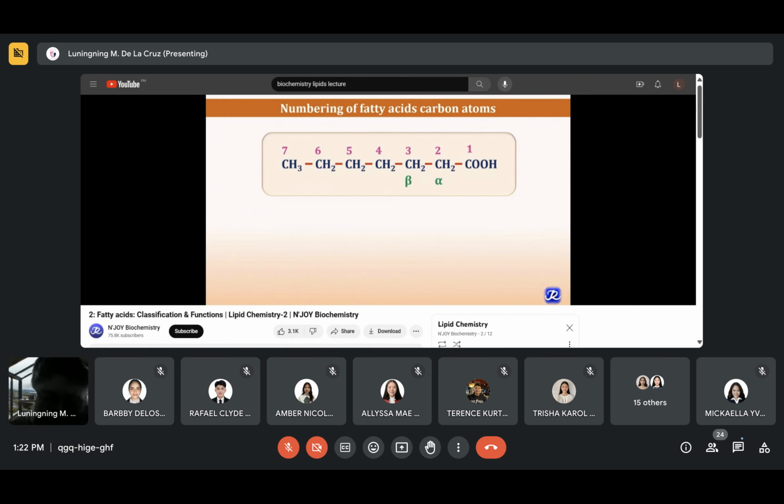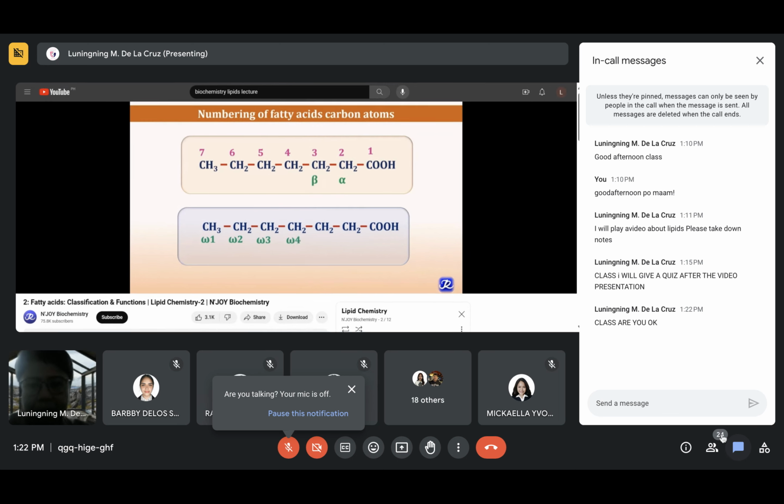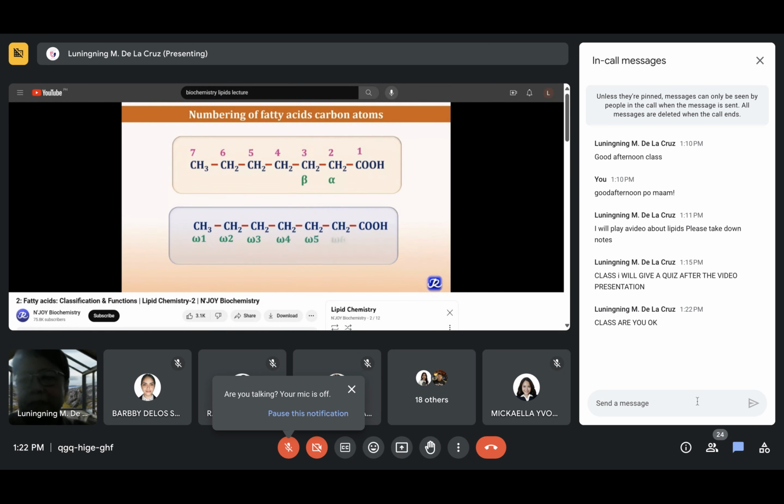What is the omega system of numbering fatty acids? In the omega system, numbering starts from methyl end. So the carbon atom present in the methyl end is denoted as omega 1, omega 2, this is omega 3, omega 4, omega 5 and omega 6. This is how numbering of carbon atoms is done in fatty acids.